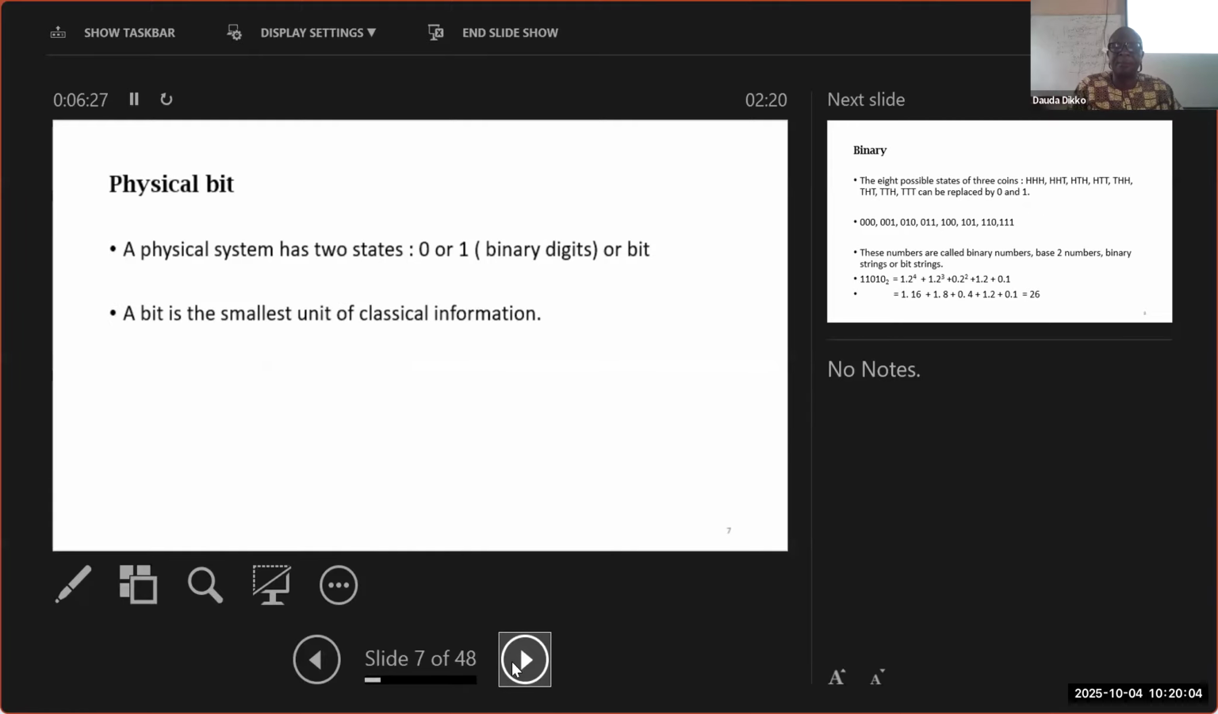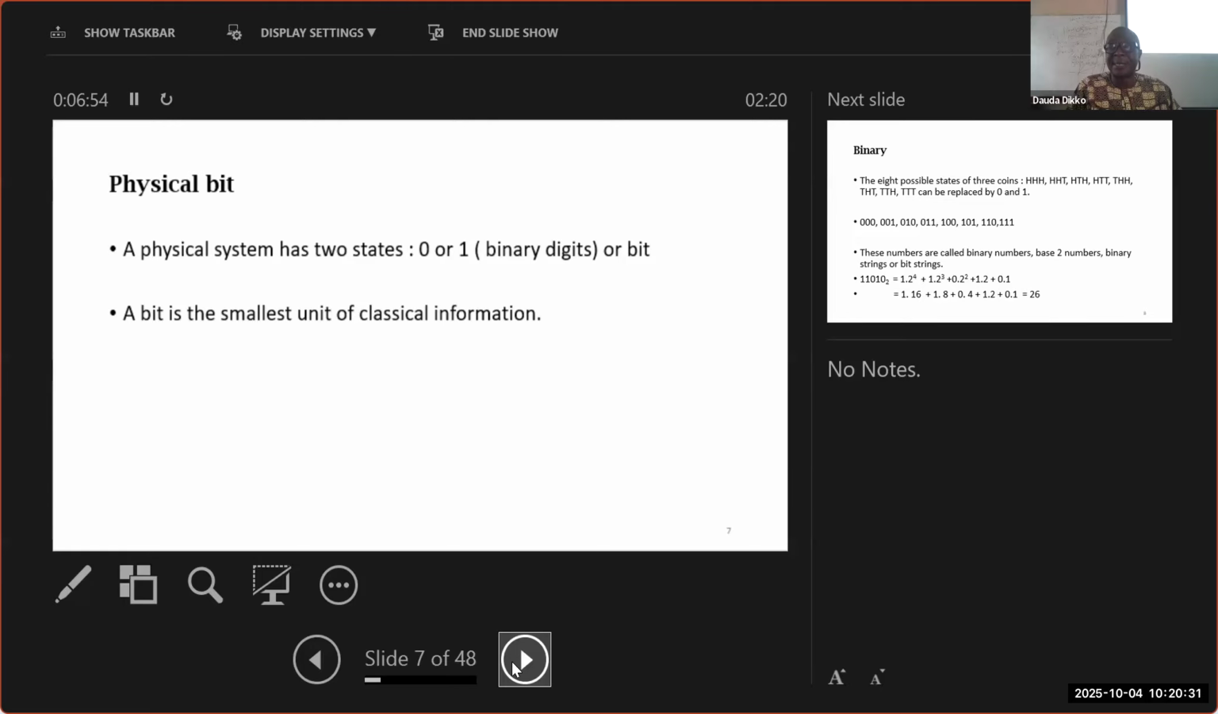Physical bits. If we consider a coin having 2 states, that is the head and the tail, we can represent the head and the tail by using the binary numbers 0 and 1. So 0 can represent the head, while 1 represents the tail.